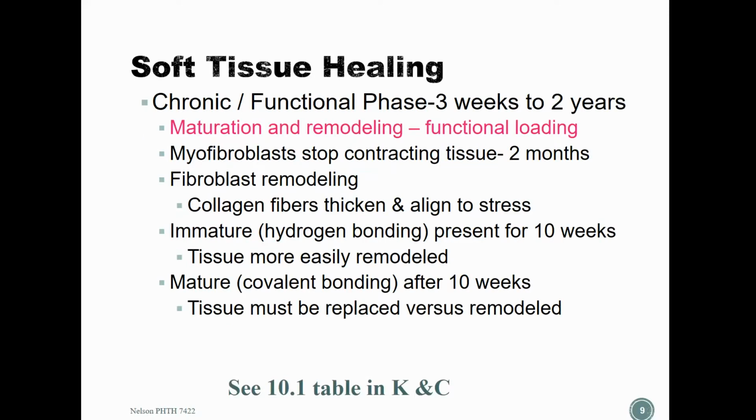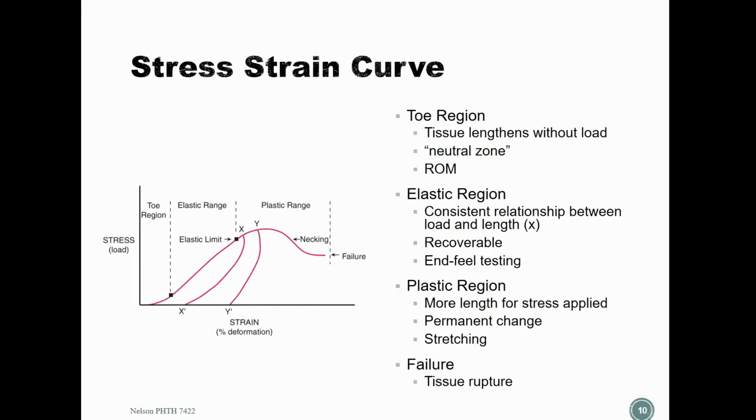And in the chronic functional phase, which is your book's term for the patient who's towards the end stage, look at the timeline, 3 weeks to several years. So it depends upon the tissue. Some heal faster, some heal a little bit slower when that phase is entered. And our goal or our task is maturation and remodeling. So we really want to be doing functional loading. And you can read the details of what that cellular response is.